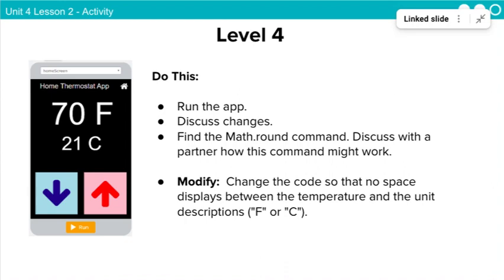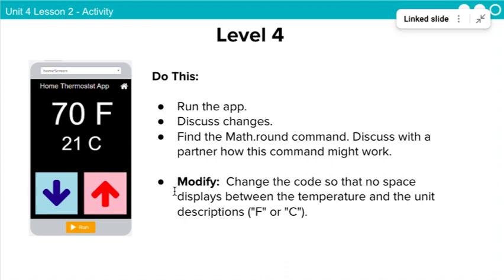So for the next level of this investigation, level 4, I want you to run the app and talk about the changes in your journal. You're going to write a sentence or 2 about the changes, and then you're going to find the math.round command and, in your journal, tell me how it might work.